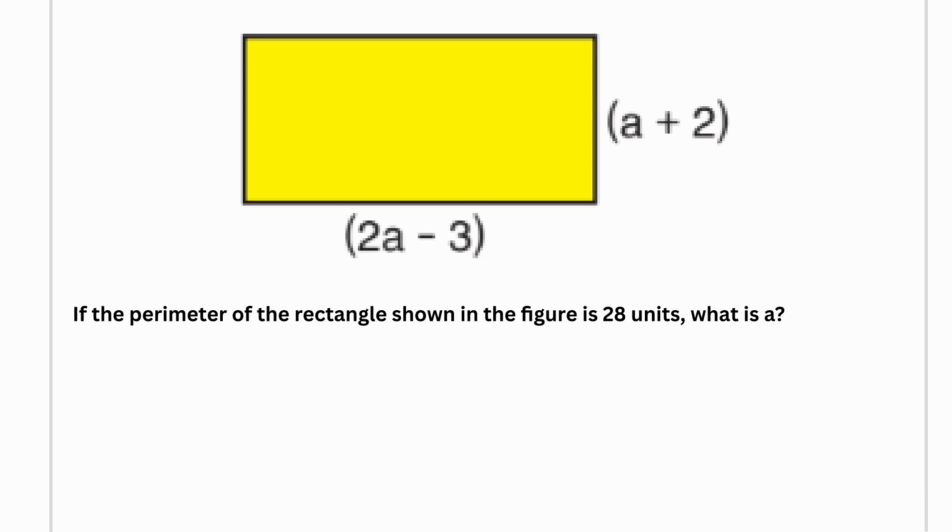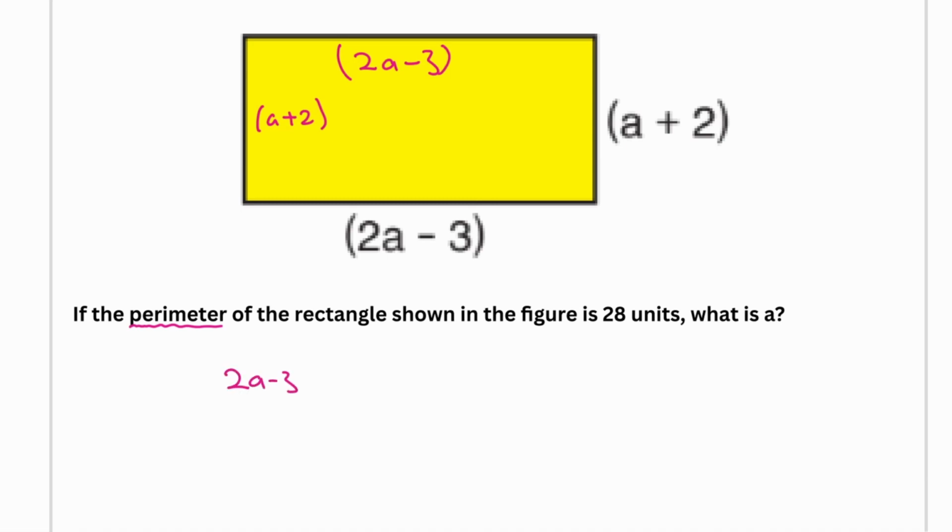Let's now do a question that seems a little bit more complicated, a little bit more visual. If the perimeter of the rectangle shown in the figure is 28, what is a? So this question actually doesn't give us the equation, but it wants us to set up the equation. It's asking for the perimeter, right? Well, to find the perimeter of a rectangle, you add all of the sides. 2a minus 3 here, a plus 2 here. This side is also 2a minus 3, and this side is also a plus 2, because in a rectangle, the opposite sides are equal to each other.